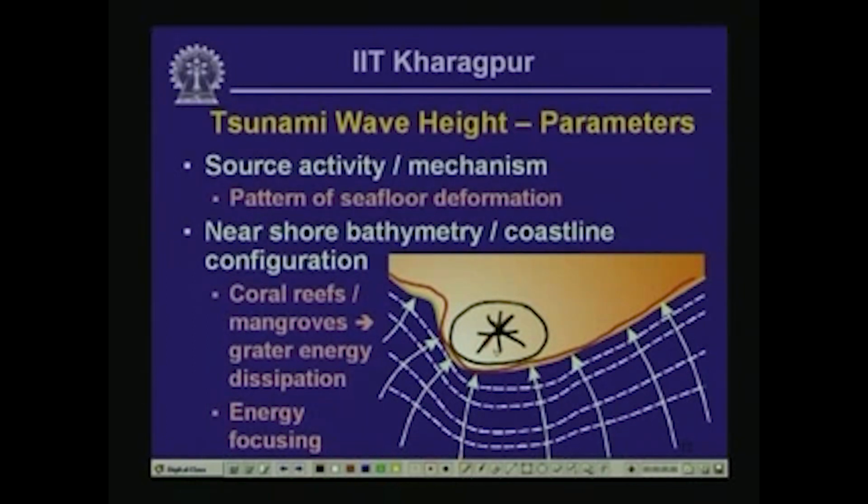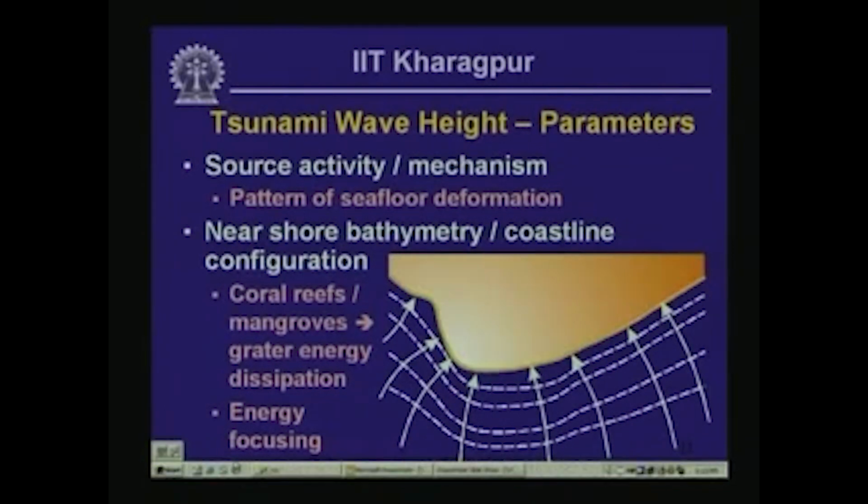What actually helps us, though, is the presence of coral reefs or mangroves along the coastline or at some distance away from the coastline. They eat up the energy that is propagating with the tsunami wave, and that mitigates the hazard to a great extent.